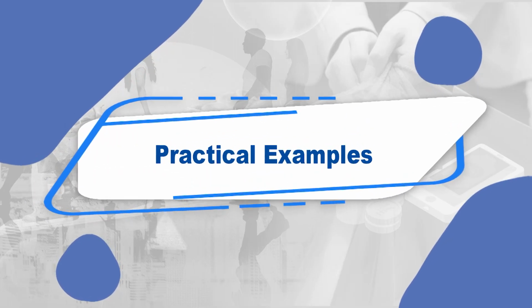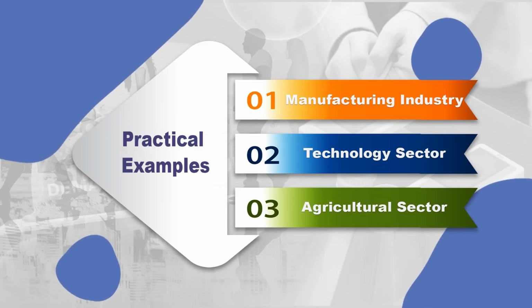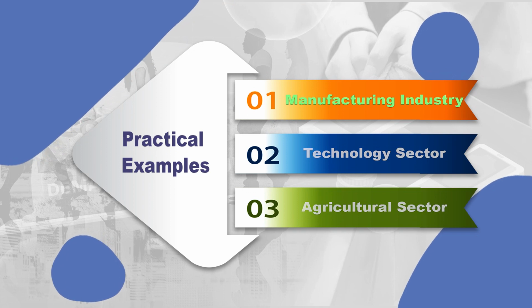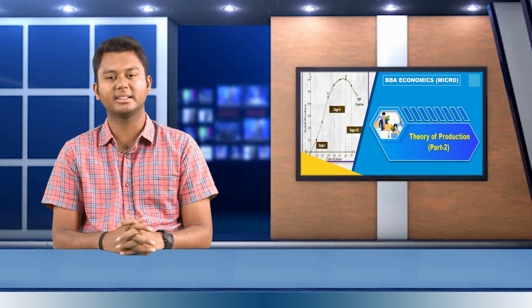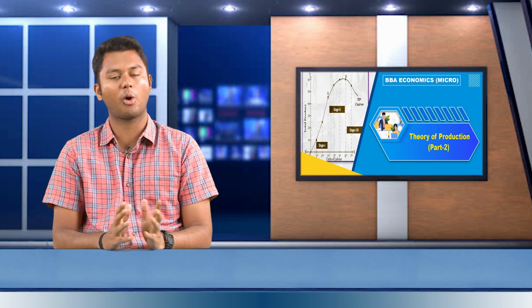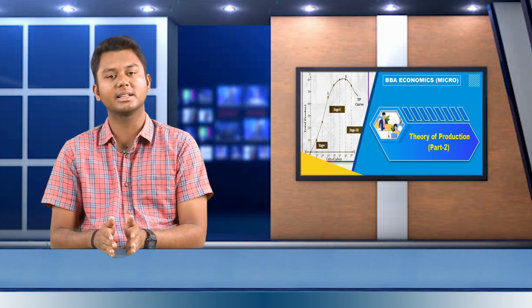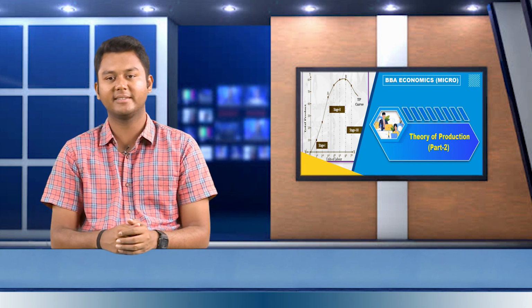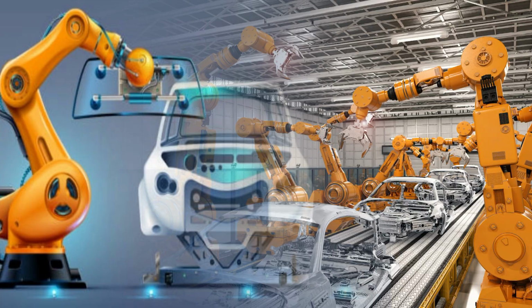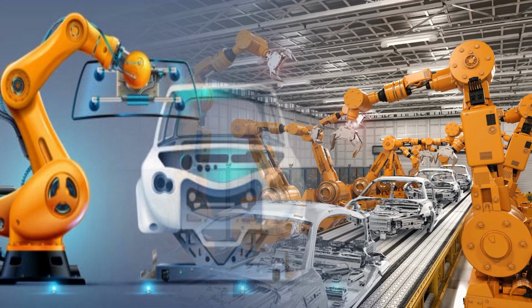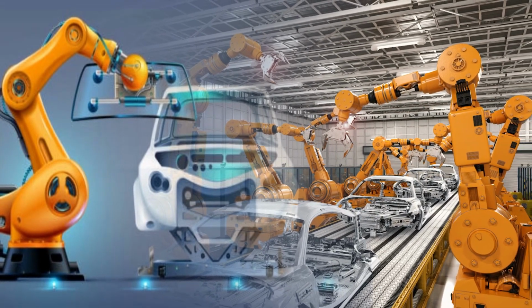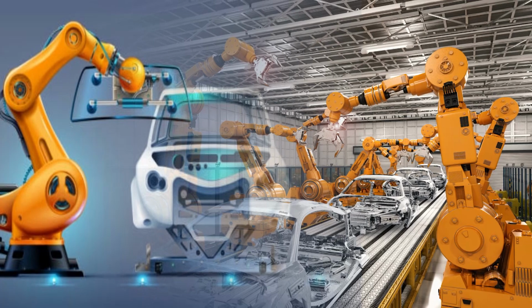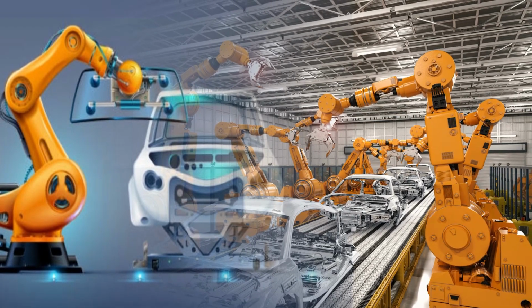If we look at the practical examples, then first we can try and look at the manufacturing industry. In the manufacturing sector, increasing returns to scale are common due to automation and technological advancements that enhance productivity as operations expand. For example, an automobile manufacturer benefits from increasing returns to scale by producing more cars with advanced machinery, reducing per unit production costs.